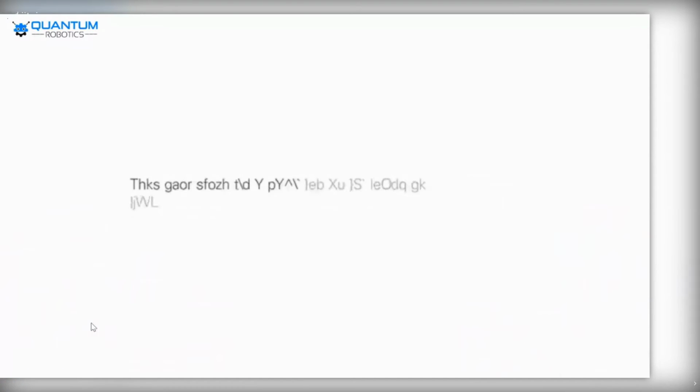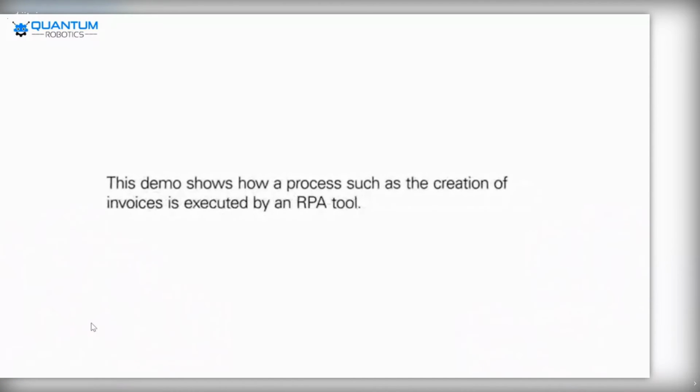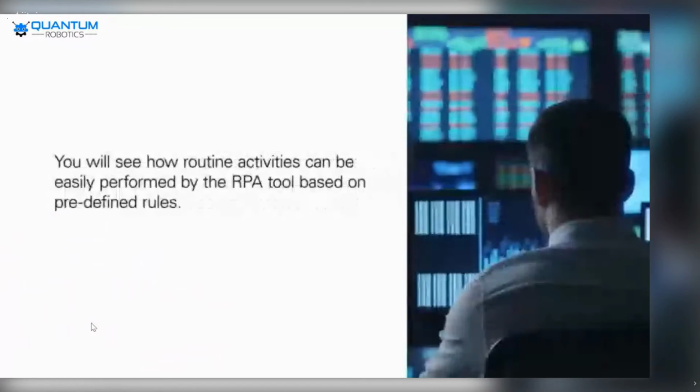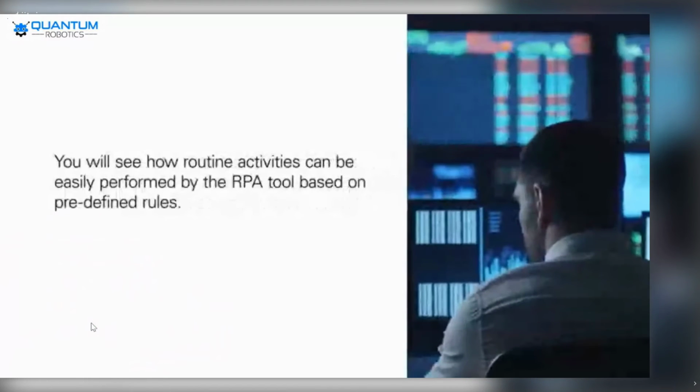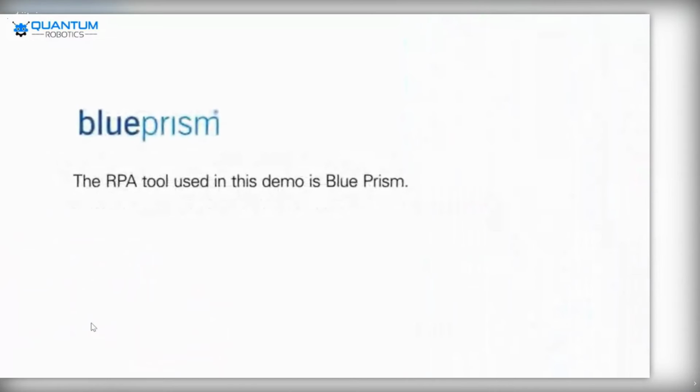This demo shows how a process, such as the creation of invoices, is executed by an RPA tool. You will see how routine activities can be easily performed by the RPA tool based on predefined rules. The RPA tool used in this demo is Blue Prism.